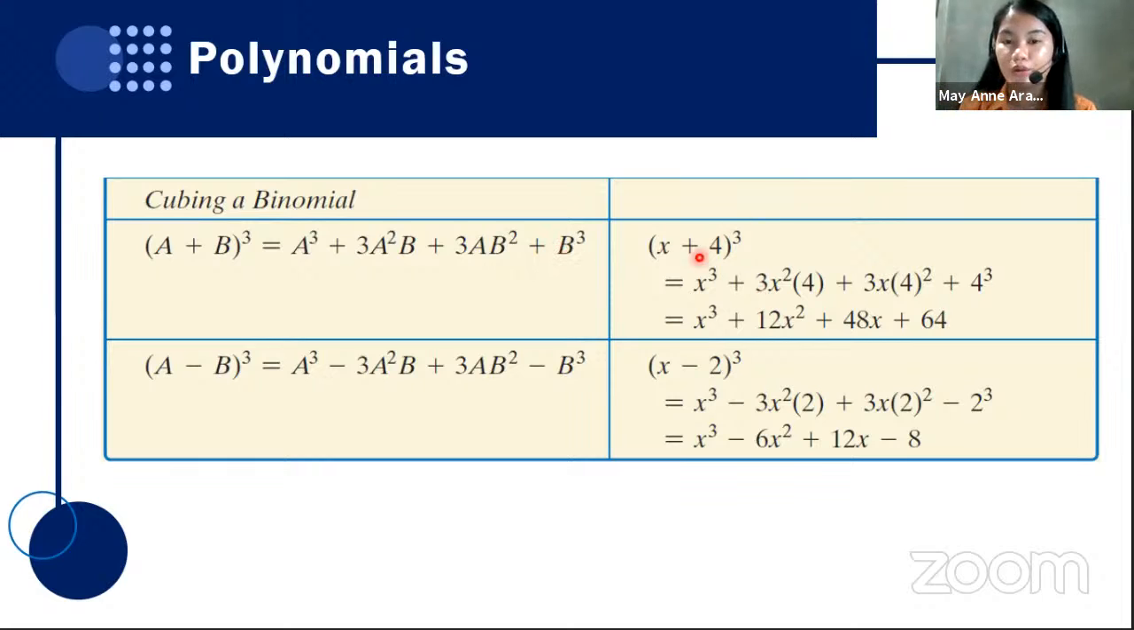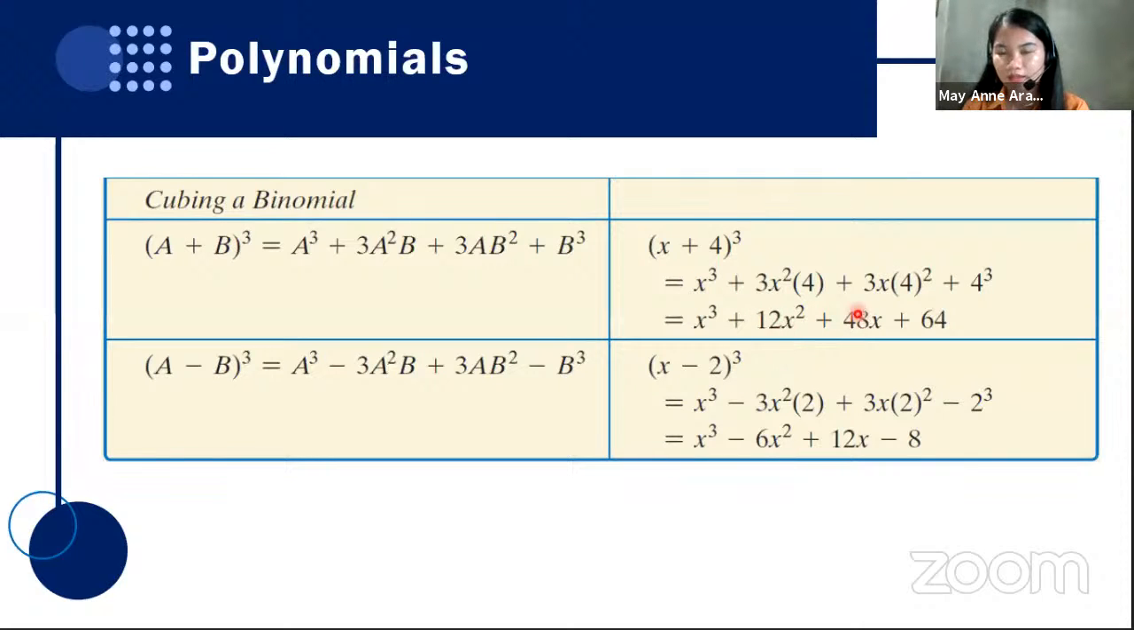So for example, you have here x, so get the cube of the first term, which is x cubed. So x cubed, and you can square this. X squared times 4 is 12, x squared times 3. So you have 12x squared.